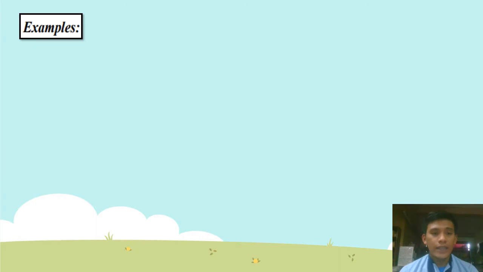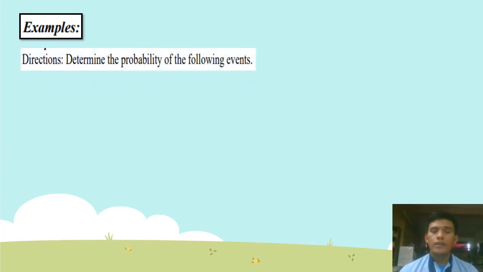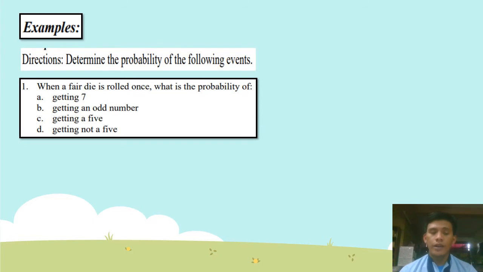Now let's have an example. Determine the probability of the following events. Number 1. When a fair die is rolled once, what is the probability of A, getting 7? B, what is the probability of getting an odd number? C, what is the probability of getting a 5? And letter D, what is the probability of getting not a 5?